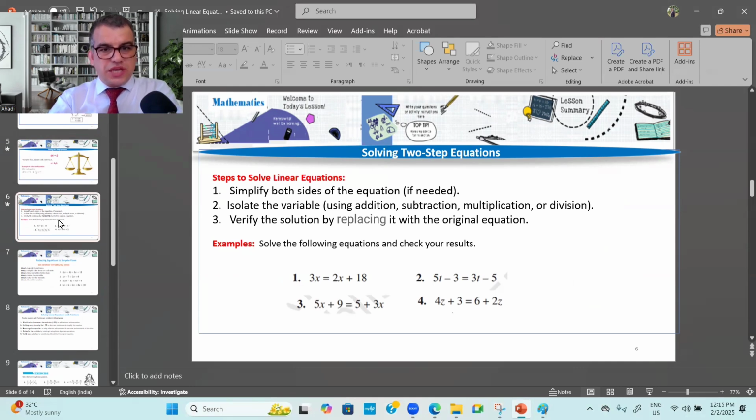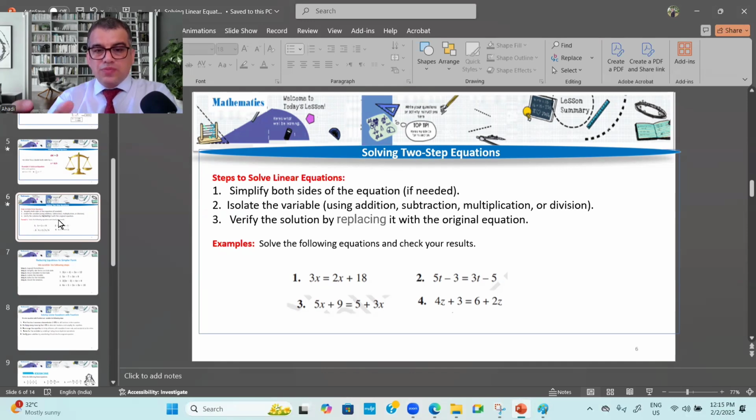To solve two-step equations, we consider three steps. Let's read the steps here. Simplify both sides of the equation, if we need to simplify. How do we simplify? By addition, multiplication, subtraction, and division. Second step, isolate the variable.